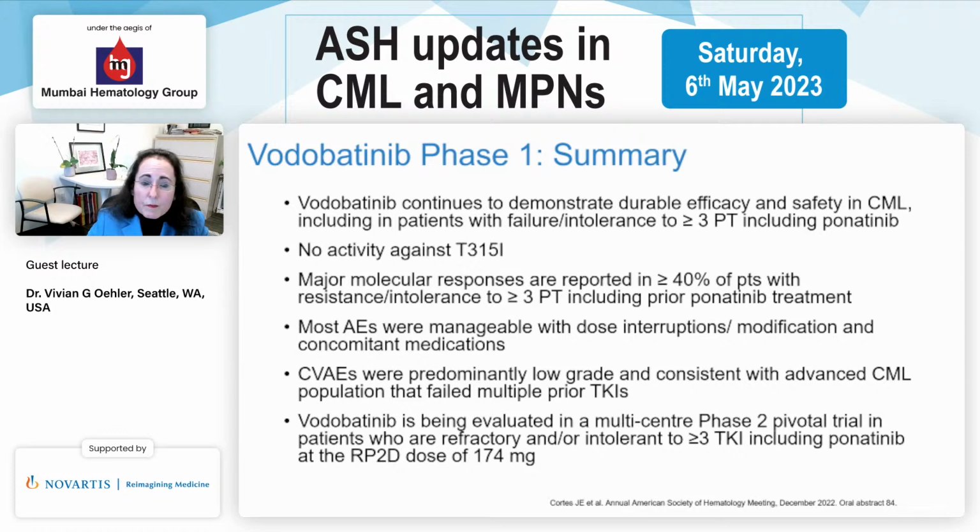Most adverse events were manageable with dose reductions and modifications. And with regard to cardiovascular adverse events, these were predominantly low grade and were consistent with what we see in this heavily pretreated and advanced treatment population. And vodobatinib is now being evaluated in a phase 2 study with patients refractory and/or intolerant to 3 or more TKIs, including ponatinib, at the recommended phase 2 dose of 174 milligrams.